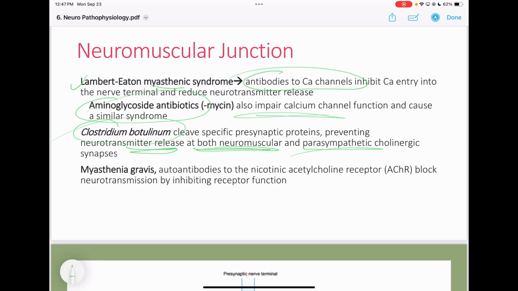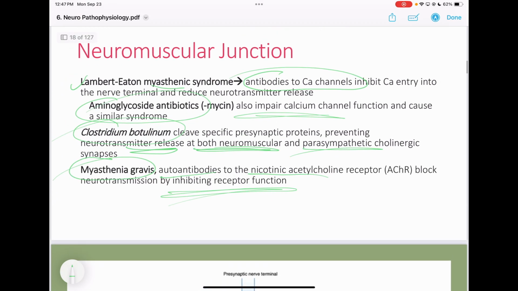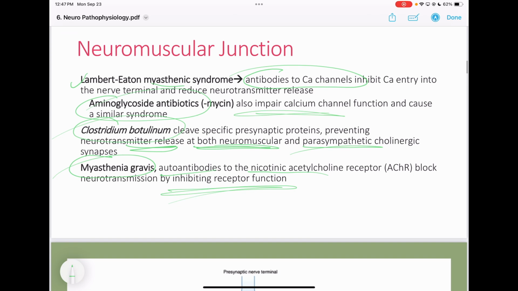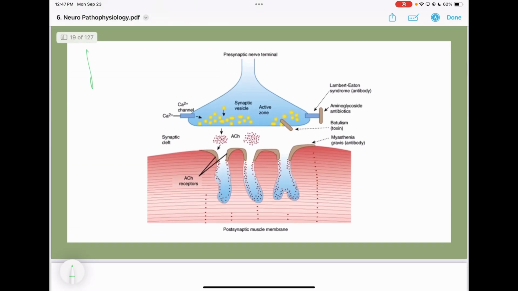The last neuromuscular junction problem is myasthenia gravis. Autoantibodies to the nicotinic acetylcholine receptors, and they inhibit receptor function. Myasthenia gravis attacks the receptors on the postsynaptic side, so the neurotransmitter will never have an effect. So this is a really good summary slide. Here's your Lambert-Eaton, aminoglycosides, there's your Botox, and there's your myasthenia gravis. All disorders of the neuromuscular junction.